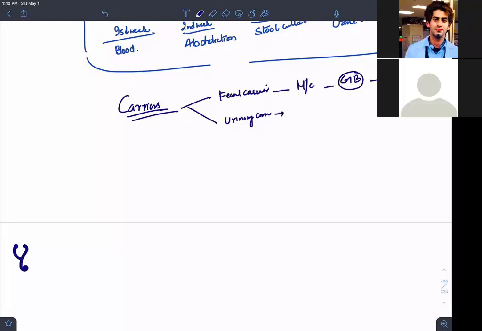Urinary carrier means they are dividing in the kidneys, and then these bacilli are put into the urine. Clear? Now is it clear? So in that way it is affected. Carrier state.